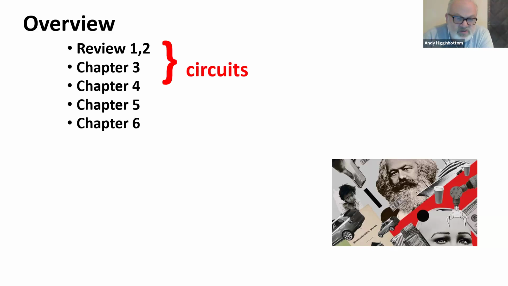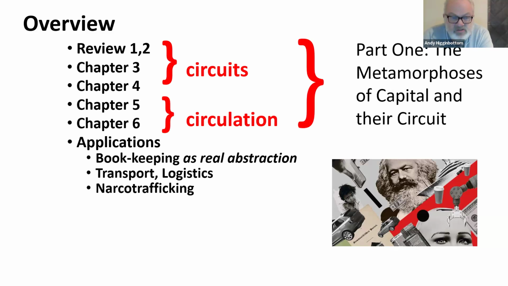called the circuits of capital. And then he moves on to looking more specifically at circulation, which is, if you like, markets, money and commodities changing hands. And these two together form part 1, the metamorphoses of capital and their circuit. So volume 2 is in 3 parts. So with this lecture, we'll finish introducing the first part.